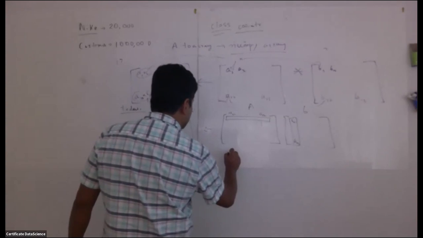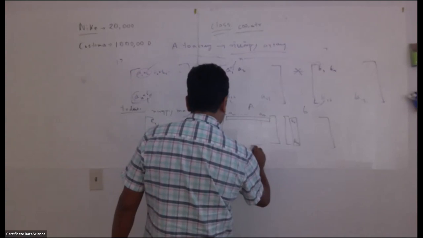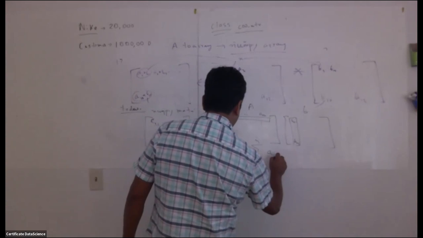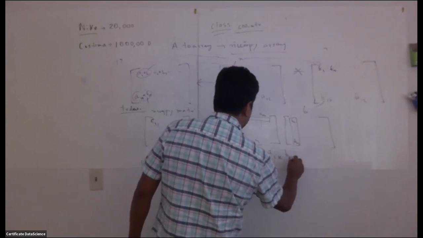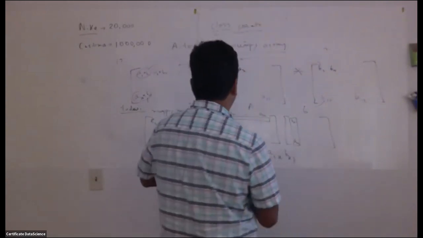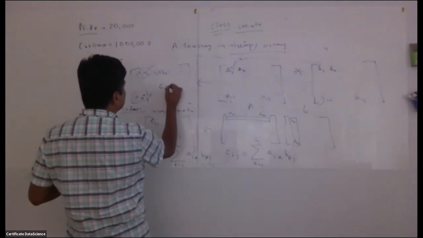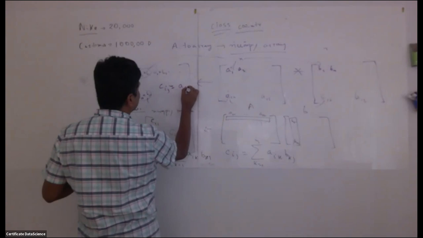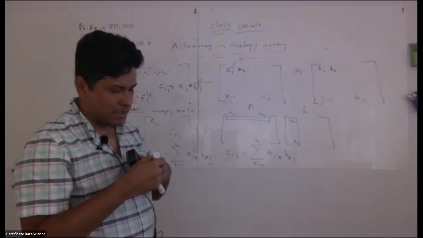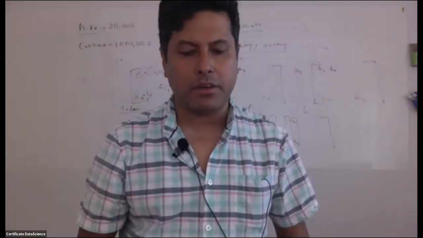Or any element Cij would be the sum over k equal to 1 to n of Aik times Bkj. Whereas above, the Cij would be simply Aij times Bij, pointwise multiplication. That's why you are getting different results. So you have to be careful what you are converting into.